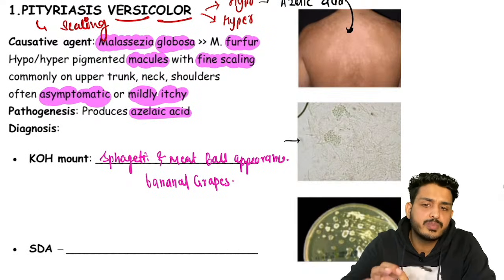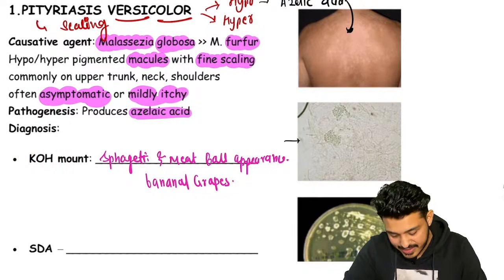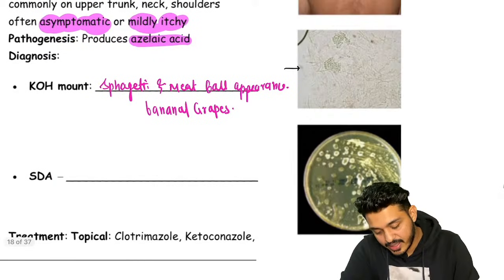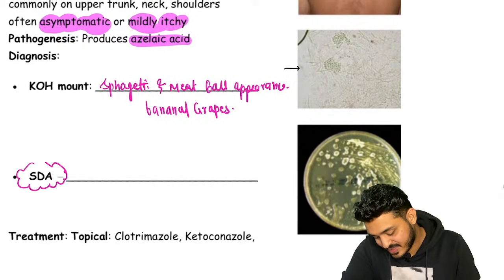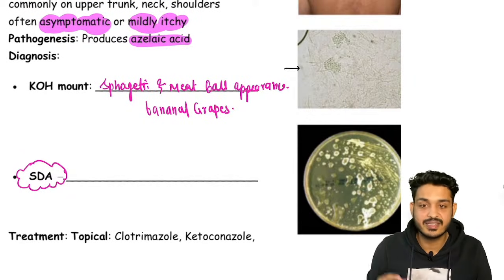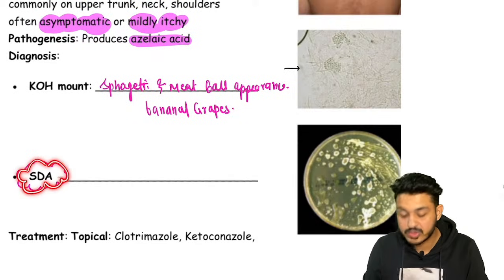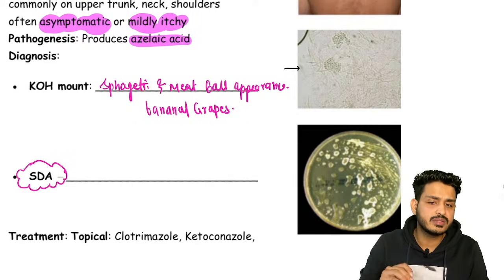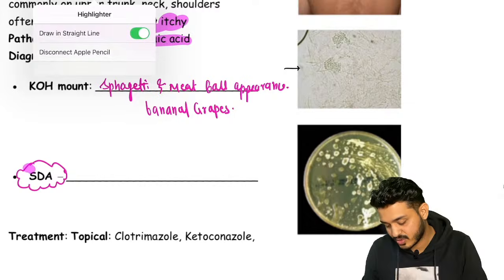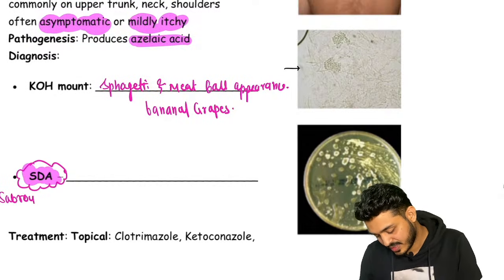After making the KOH mount, we can put the same thing under SDA, Sabouraud dextrose agar. This is your exam question, last exam question. They gave a case of Candida in the last exam, and they are going to ask what is the agar we are going to use. So let me tell you very simply, for all the fungi you can use Sabouraud dextrose agar. The answer will be Sabouraud dextrose agar.